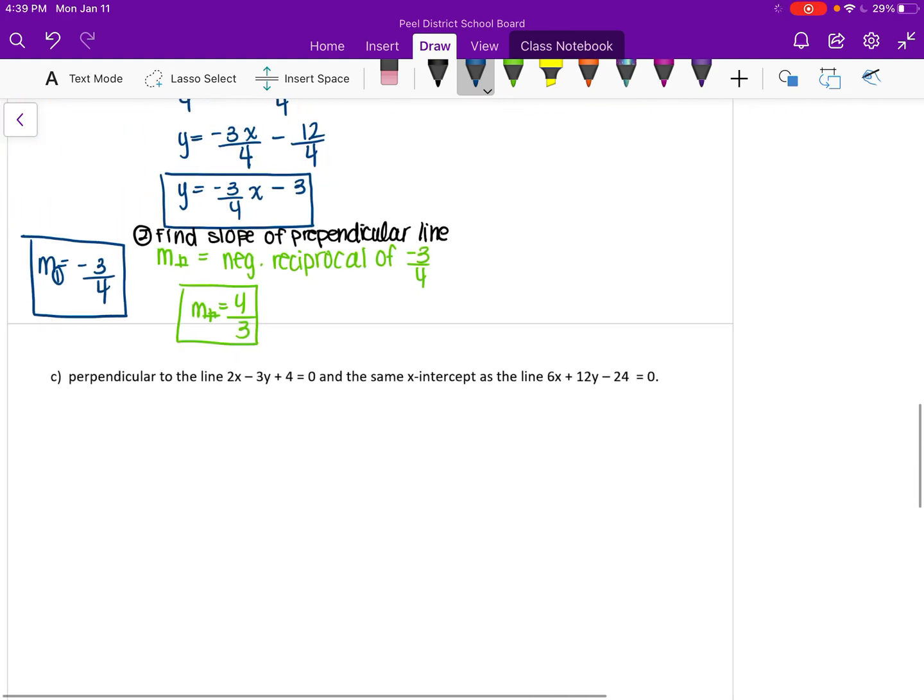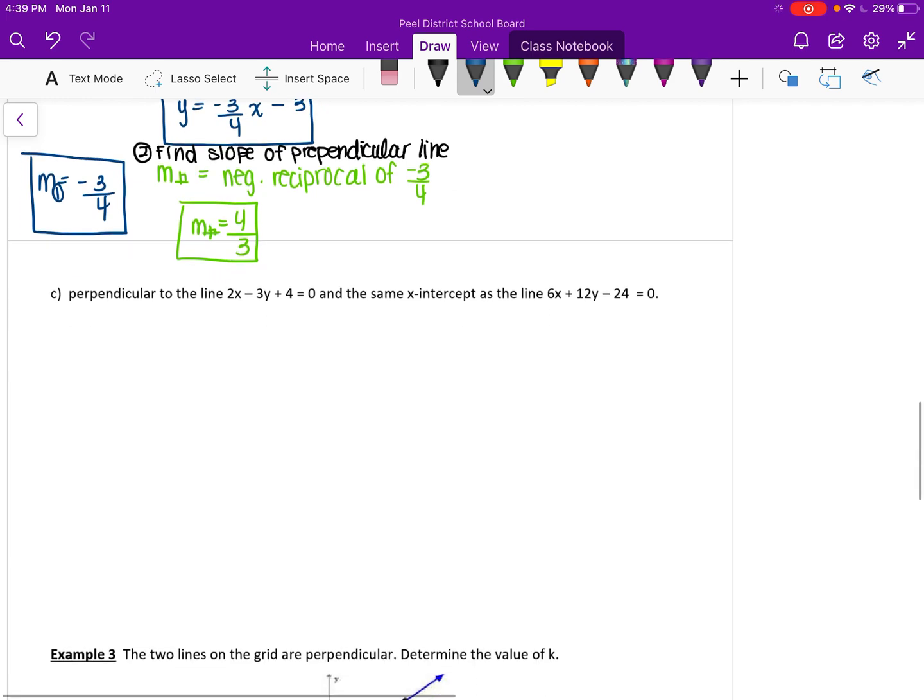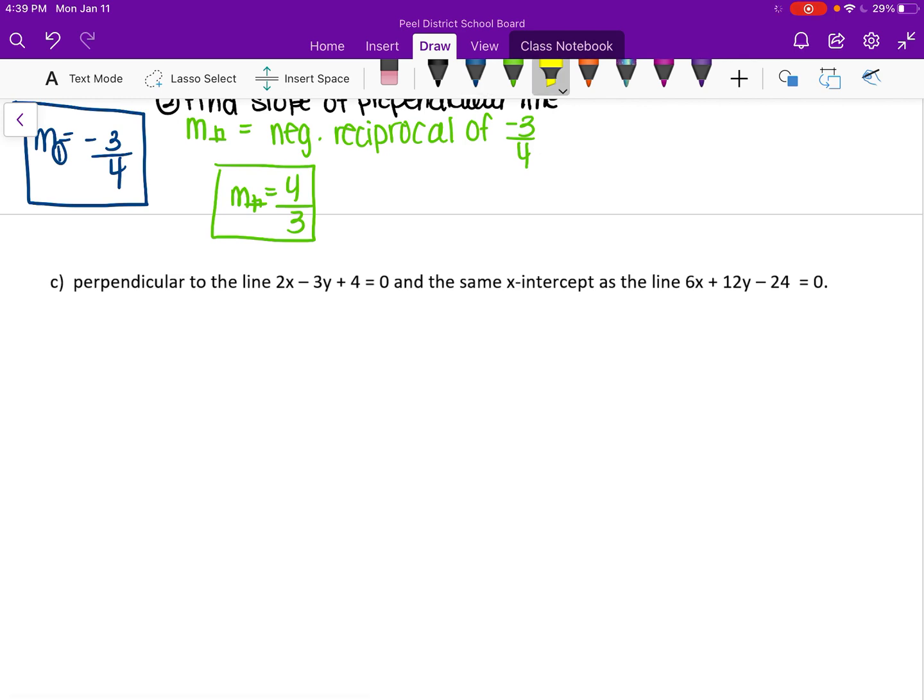And as always, we go from easy to a little harder to the hardest, or the second hardest. So this one has a little bit more information. It says perpendicular to this line, and has the same x-intercept as this line. So we're going to get the slope from here, and we're going to get our x and y from here. So we're getting our information from two different lines now, okay? So take a minute, try to figure out how you might do this, and then come back and watch this.